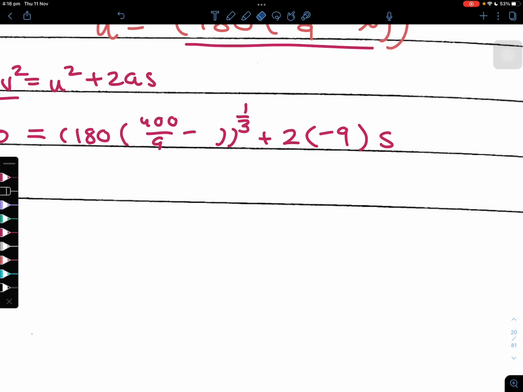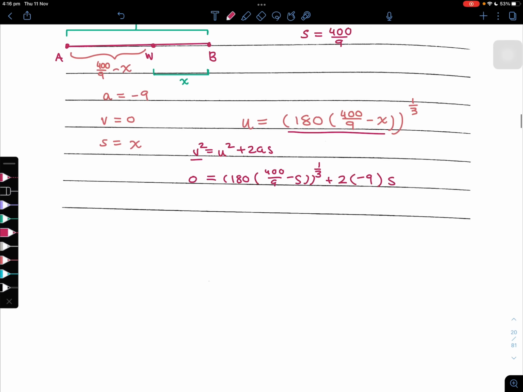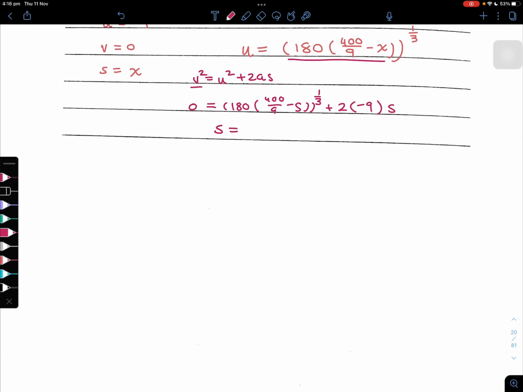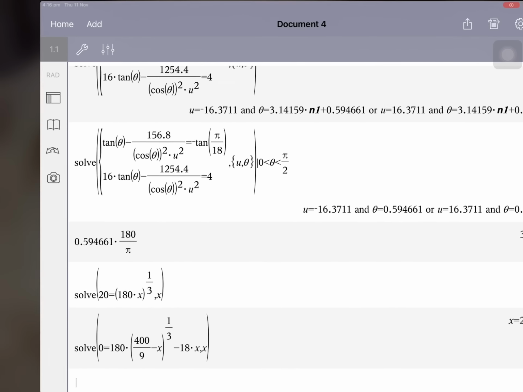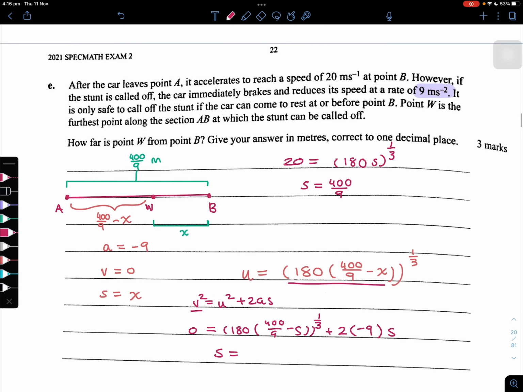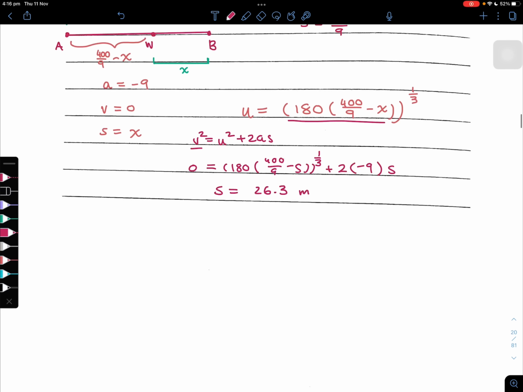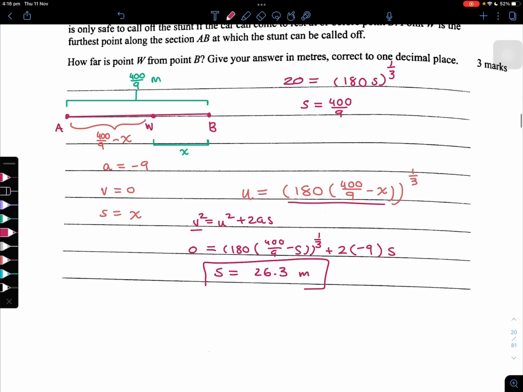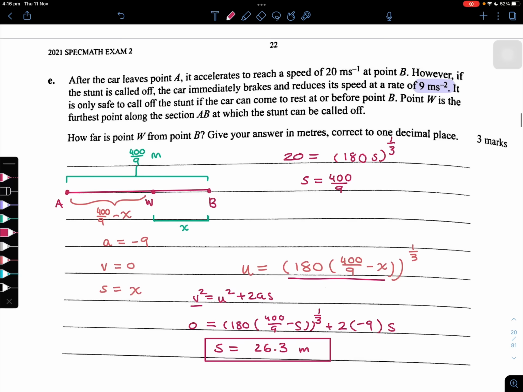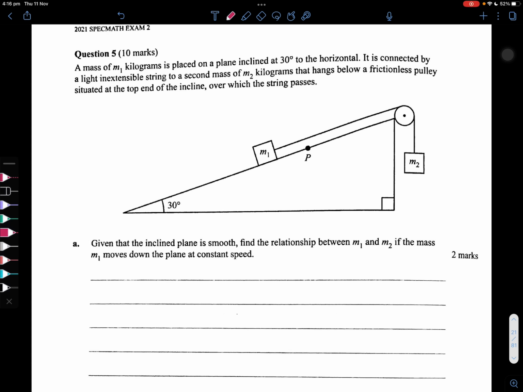And remember here, I used s instead of x, but it makes no difference. It's the same thing, as long as you're talking about this distance, you should be fine. Okay, so that gave us s is equal to 26.28. How many decimal places do I want? 1. So 26.28 is 26.3 meters. So that would be my answer. Hopefully I haven't messed anything up, but yeah, that is pretty tough.